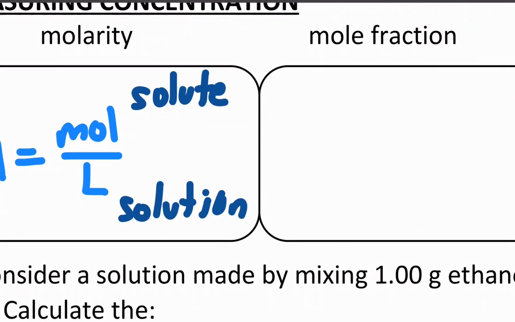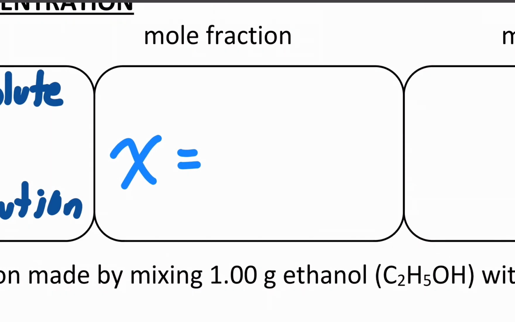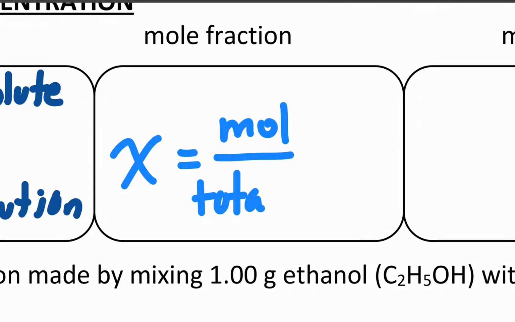The second one is unitless. It's a mole fraction, and it's abbreviated with the Greek letter chi. It looks kind of like an X. And it's kind of like mass percent, but it's not a percentage, and it's not based on mass, it's based on moles. And that's just your moles of one component over your total moles of substance.